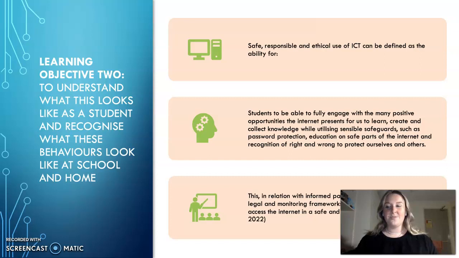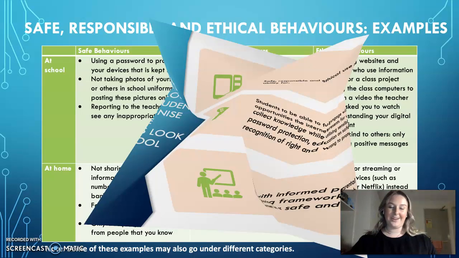This, in relation with informed parental guidance and appropriate legal and monitoring frameworks, such as site blockers, allow us to access the internet in a safe and educational format. Now, let's look at a few examples of how we can be safe, responsible and ethical while utilising ICT. Please pause the video to read the following examples.